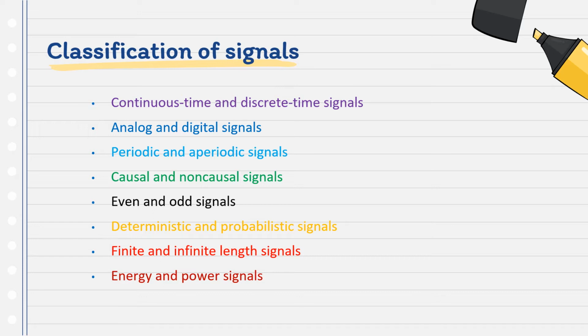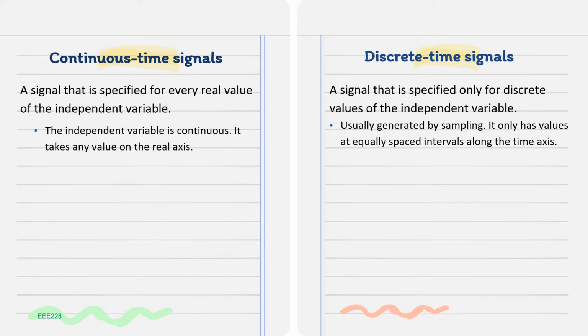And I've also recorded some videos for showing you some examples. Okay, the first one: continuous time signals and discrete time signals.